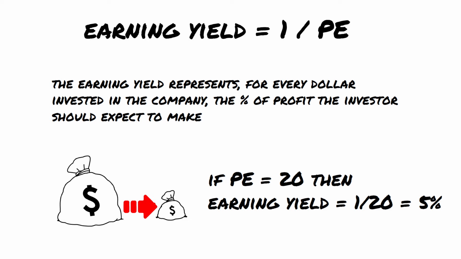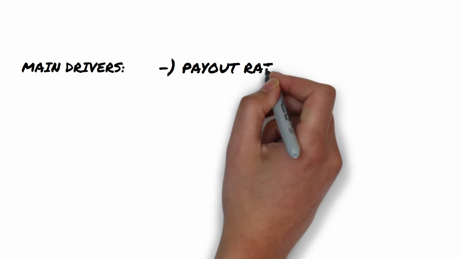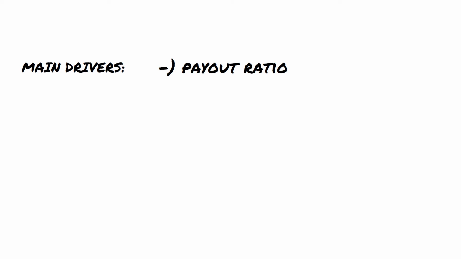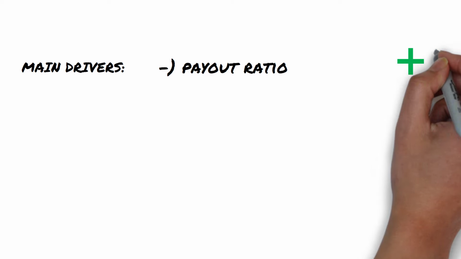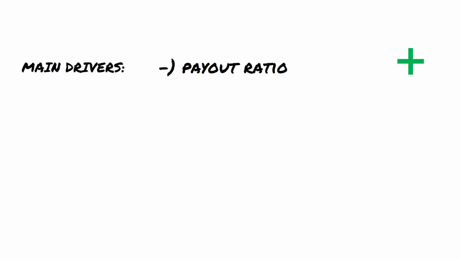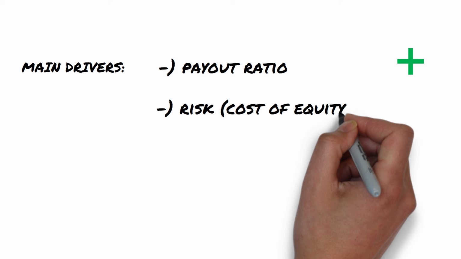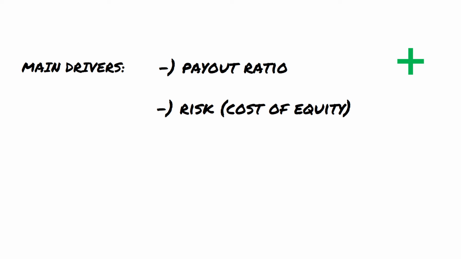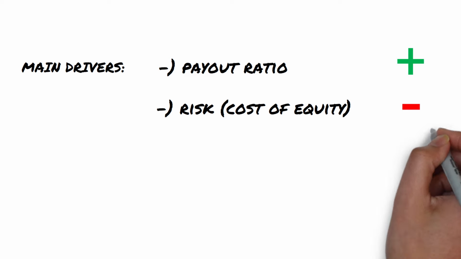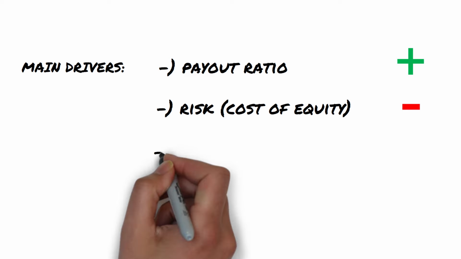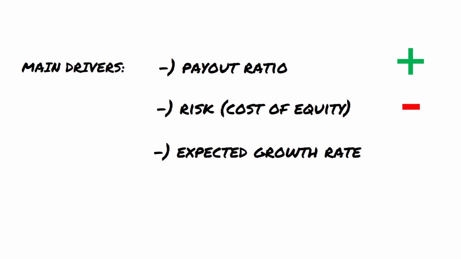Looking at the main drivers that determine the PE, we surely have the amount of profit the company is paying out as dividend, the payout ratio, which is positively correlated with the PE because the more dividends a company is paying, the more expensive that company has to be. Then we have the cost of equity, which is negatively correlated with the PE because the riskier the company, the lower the price the investor should pay. And finally, the expected growth rate, because the faster a company is expected to grow, especially with respect to the peers, the more the investor has to pay for that company.